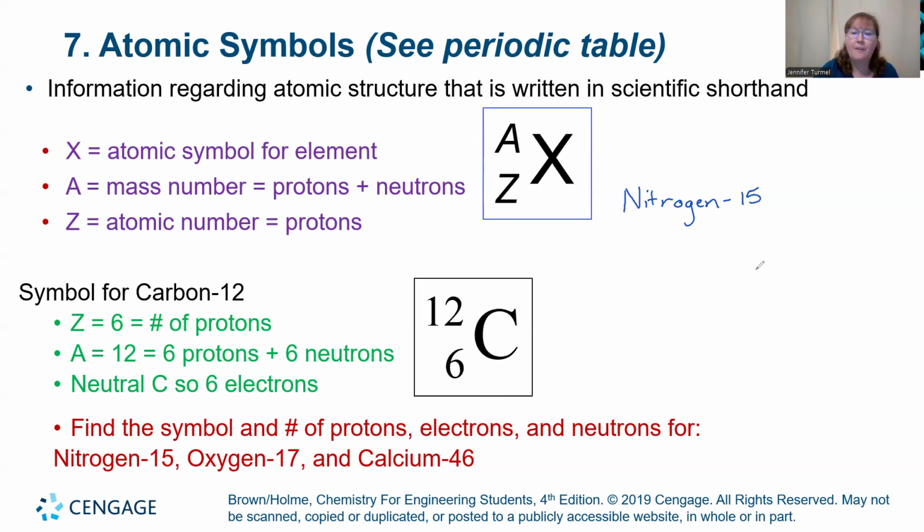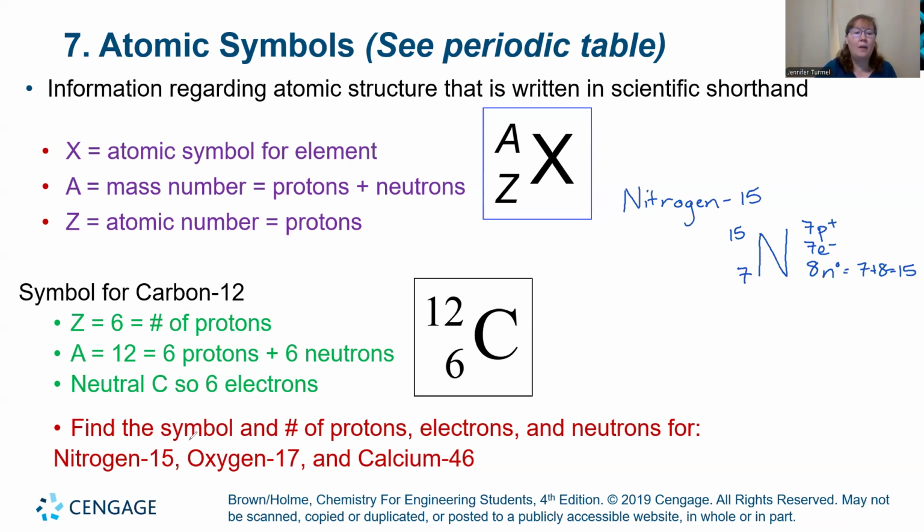Okay, so in here, I find nitrogen and it tells me that my symbol is an N and my atomic number is a 7. And it's 15, that goes right here for my mass number. That means that I have 7 protons and 7 electrons and I have 8 neutrons, because 7 plus 8 equals 15. So now let's look at the next one.